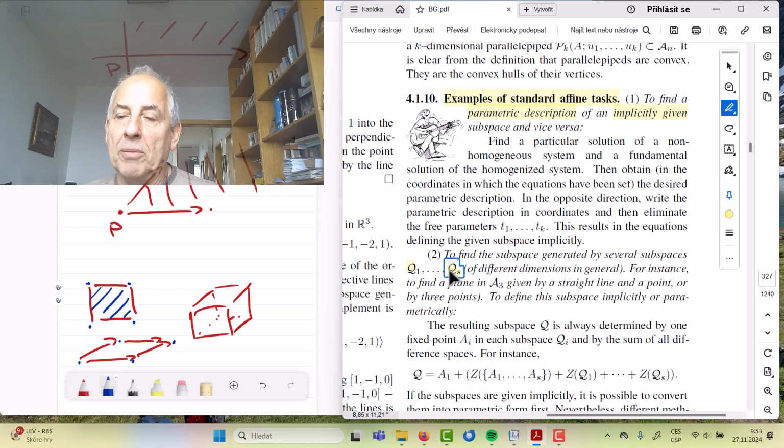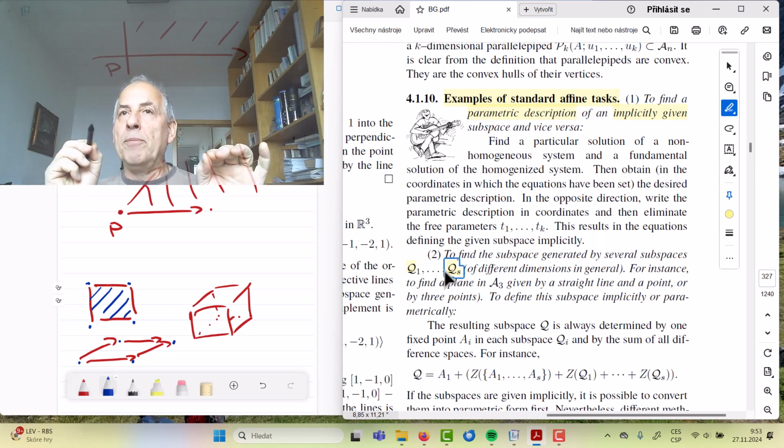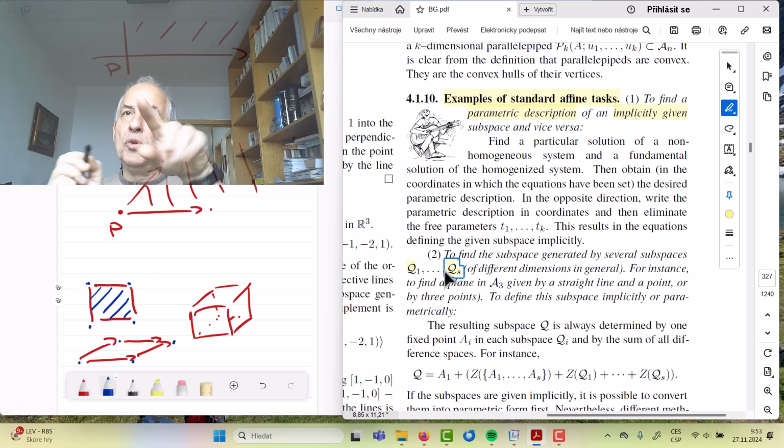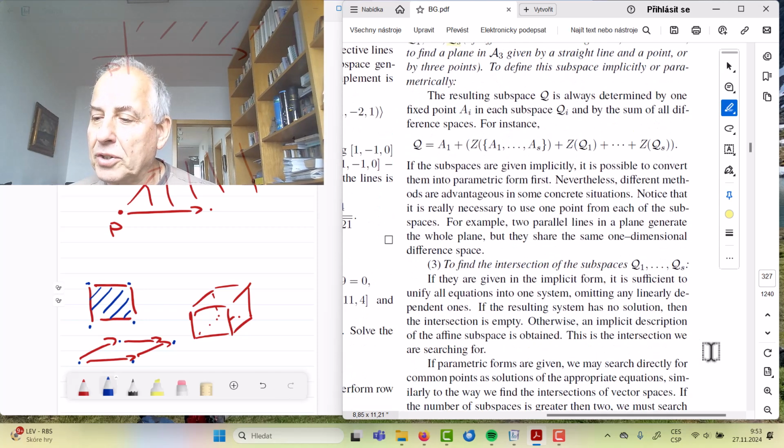But if, for example, they are all given in a parametric description, then it's most simple, because you take the given points of all of them and add the mutual differences of each couple of them as generators of your difference space, and you take a sum of the difference spaces of all the subspaces, and then in the end you pick one of the points from the subspaces and fix it as the origin for the parametric description, and that's it, right? And of course there are modifications if it's given a different way.